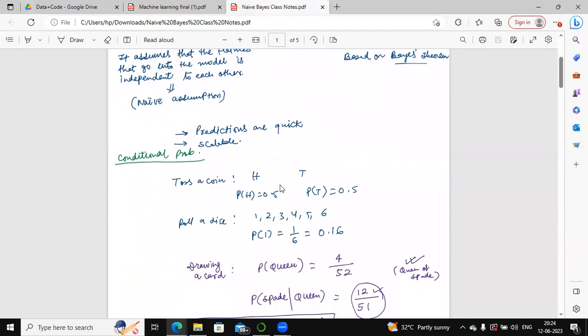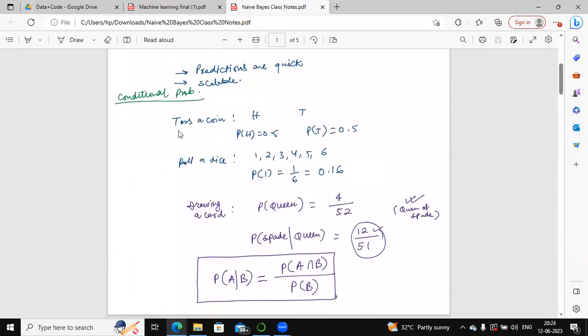So let's go to conditional probability. Let's take an example where you toss a coin. What's the probability of getting heads? We know that it's 1 by 2, or 0.5. The probability of getting tails is also 1 by 2, or 0.5. Now let's take the example of rolling a die. What is the probability that 1 comes? It is 1 by 6. What is the probability that an even number comes? Even numbers are 2, 4, and 6, so it will be 3 by 6, which is equal to 1 by 2.